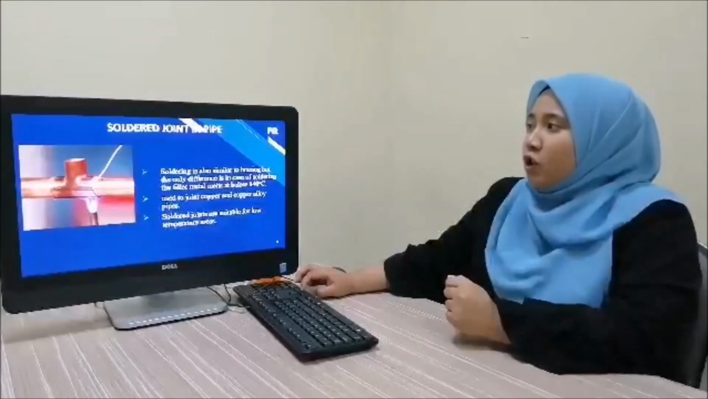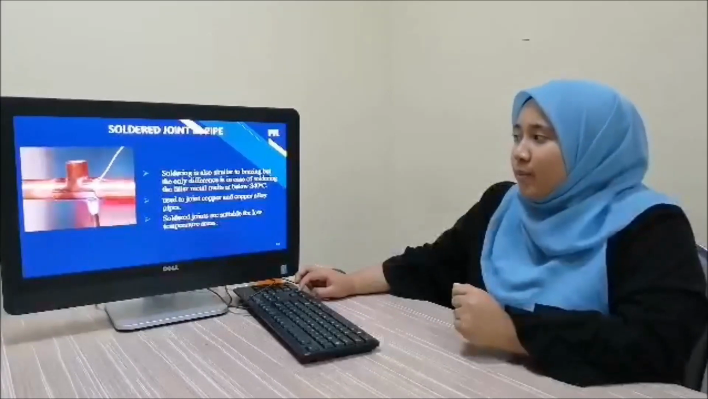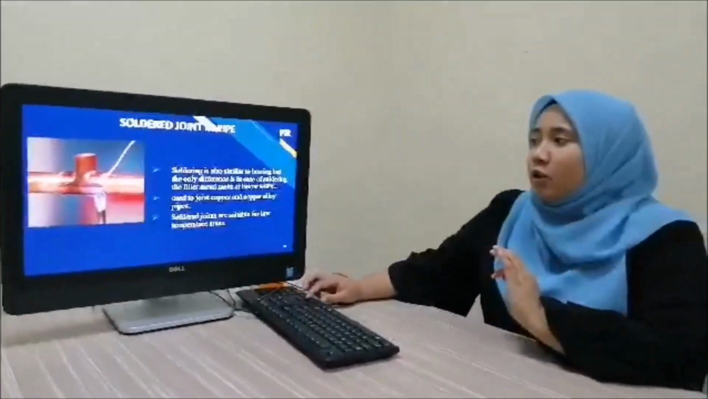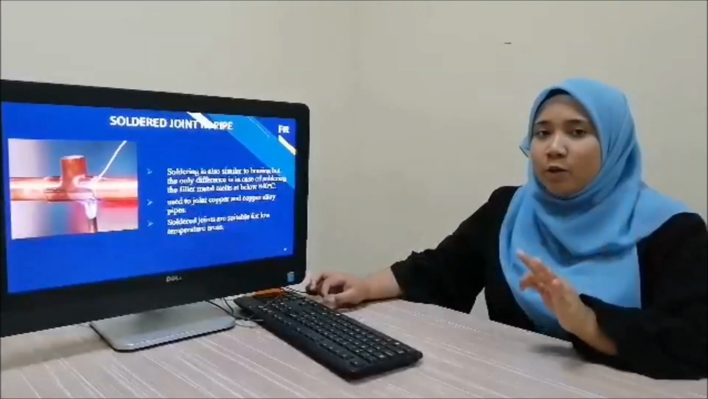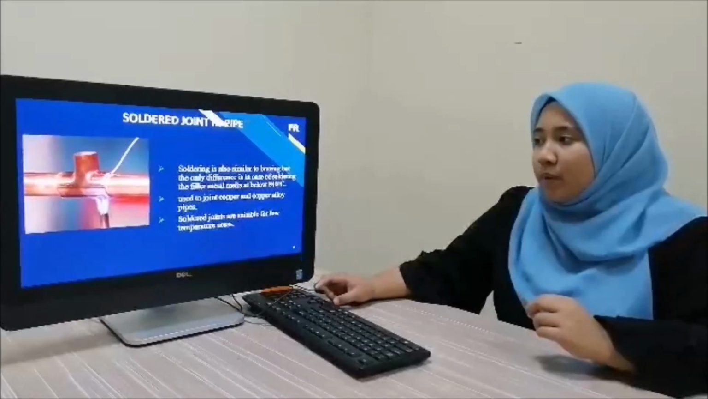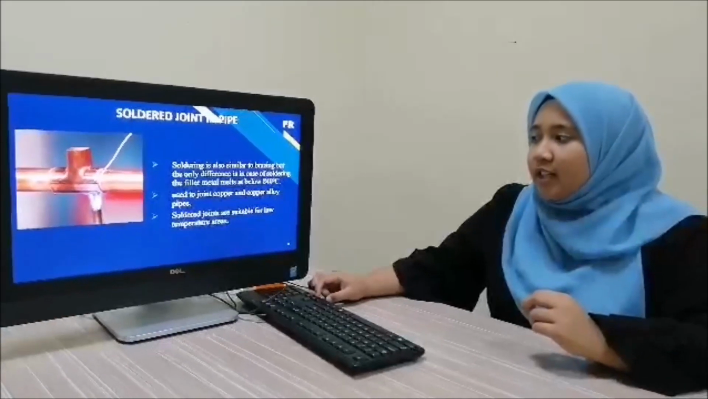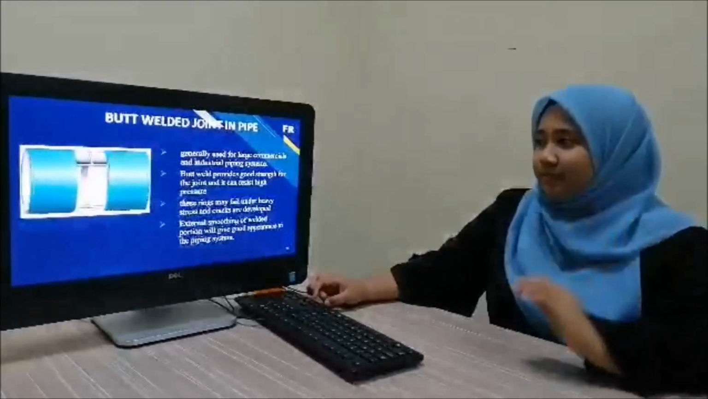The next one is soldered joint in pipe. Soldering is also similar to brazing, but the only difference in the case of soldering is that the filler material is melted below 850 Celsius. Used to join copper and copper alloy pipe, soldered joints are suitable for low temperature areas only.